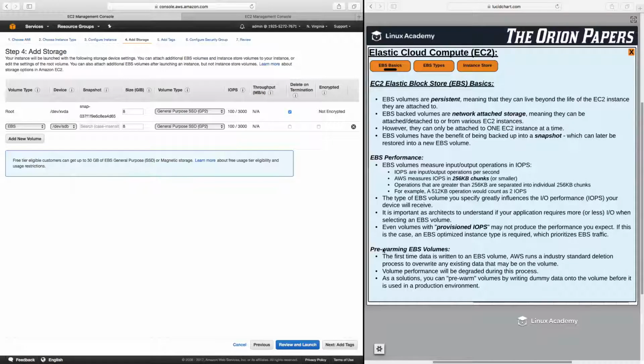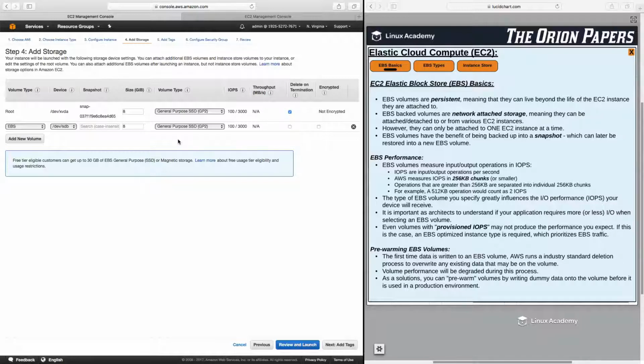Now, another important concept to understand when we're talking about EBS volumes is pre-warming EBS volumes. So the first time that data is written to an EBS volume, AWS runs an industry standard deletion process to overwrite any existing data that may be on the volume, because these volumes that we're going to provision and add to our instance very well may have been used by somebody else yesterday, the day before, or a week before, and some of that data may still be on those volumes.